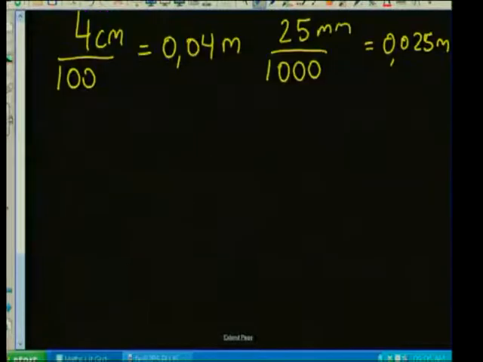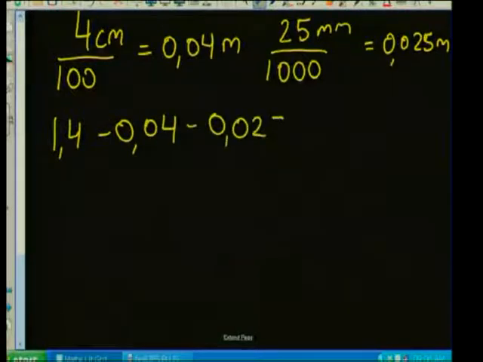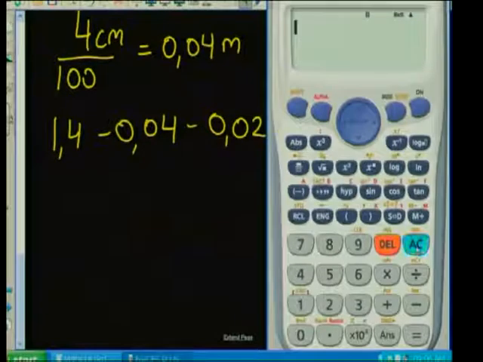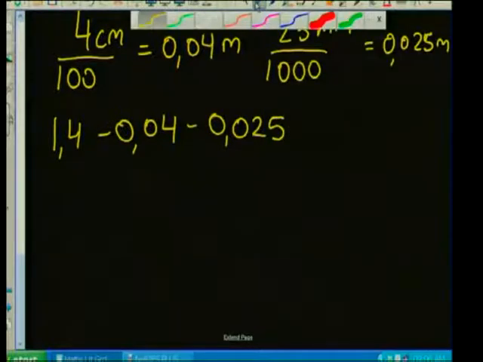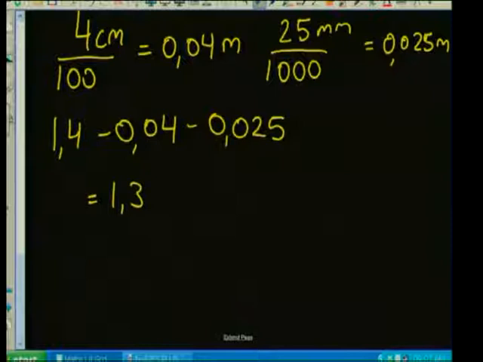So now what did my question say? I'm going to take my 1.4, I'm going to minus 0.04, and I'm going to minus 0.025. So let's get that answer. 1.4 minus 0.04 minus 0.025, and I get an answer of 1.335 meters in length. Now, am I going to round this off?